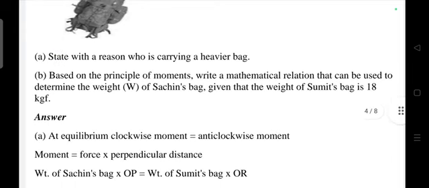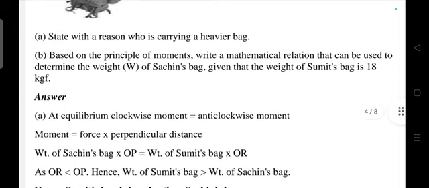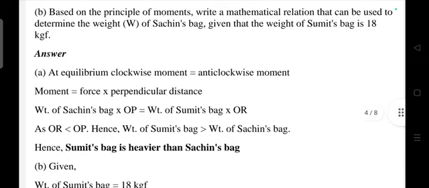So the answer is: at equilibrium, clockwise moment is equal to anti-clockwise moment. Moment is equal to force into perpendicular distance. Weight of Sachin's bag into OP is equal to weight of Sumit's bag into OR. So OR is greater than OP, hence Sumit's bag is heavier than Sachin's bag.